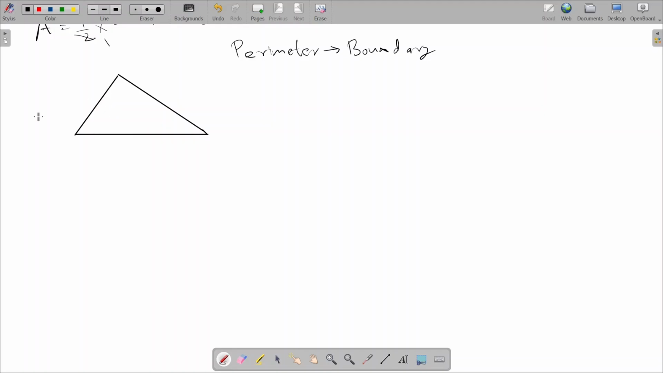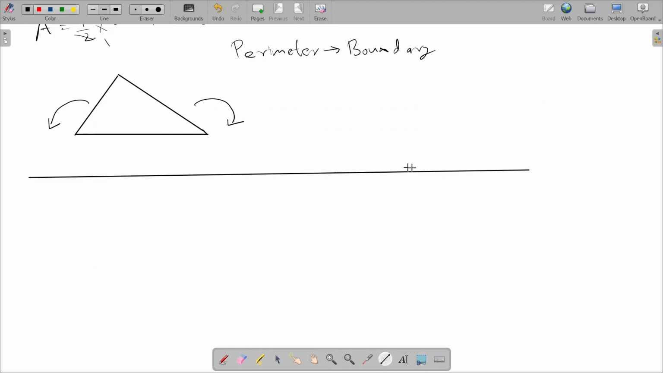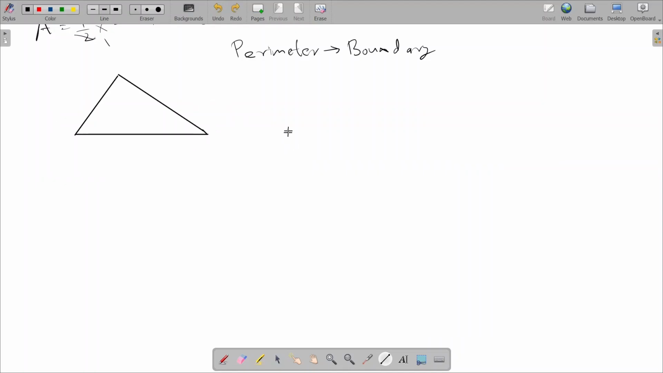This is a triangle. If I open the sides, if I bring this side over here, and if I bring this side over here, I will get a big line. If I open this line over here, and if I open this line over here, I'll get a big line. This line is called the boundary. You have to just imagine it, nothing else. So perimeter means boundary.